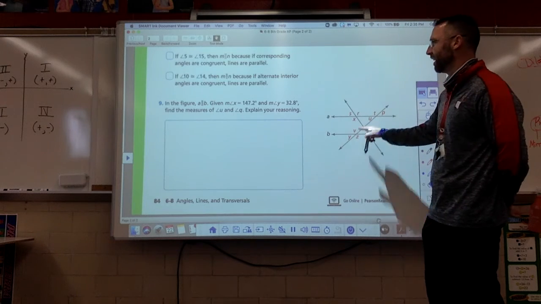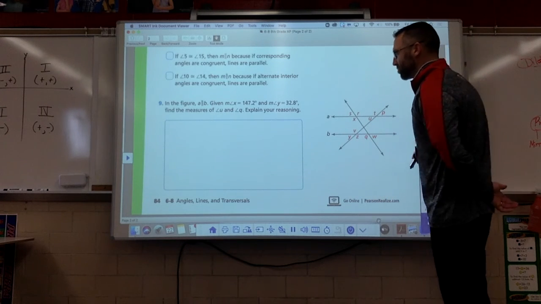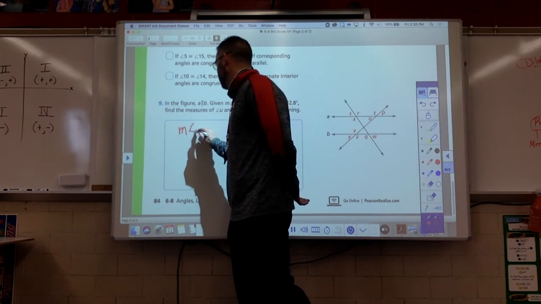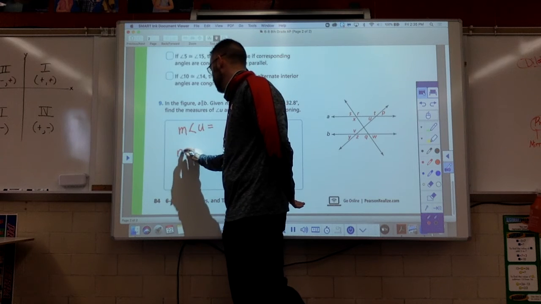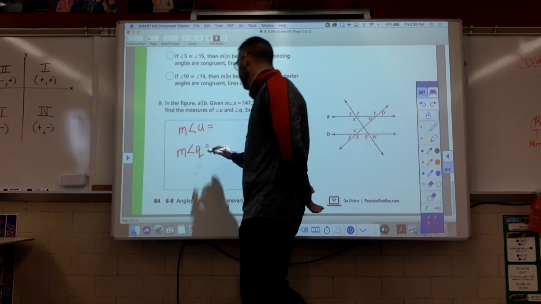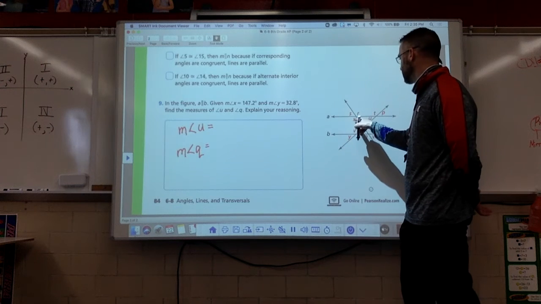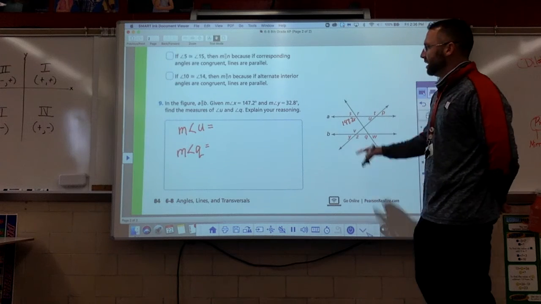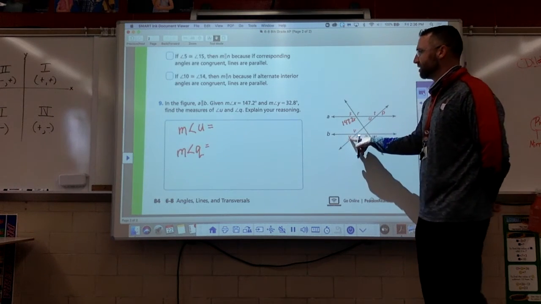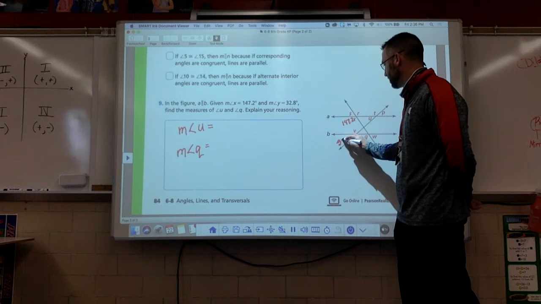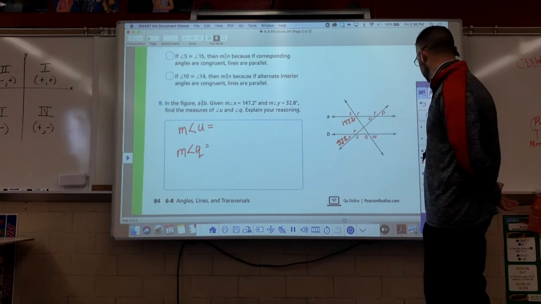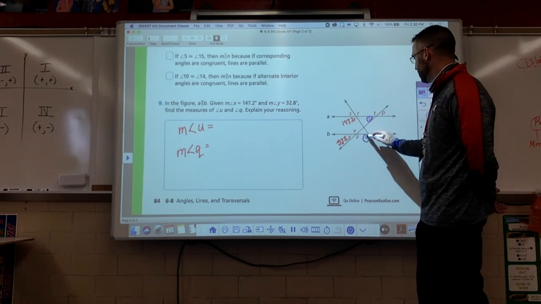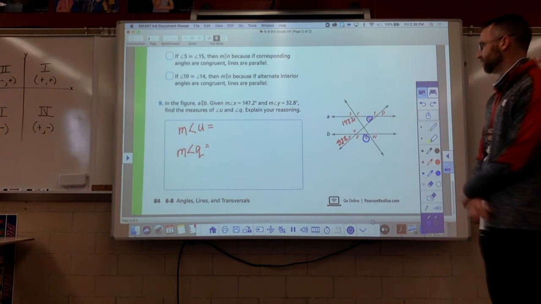Ooh, look at this figure. I like it. We have to find the measures of angle U and angle Q. Well, let's figure it out. We're given that the measure of angle X, this angle right here, is 147.2. Wow. The measure of angle Y, there it is, is 32.8. We have to figure out U, which I'll circle here, and Q, which is right there. Easy peasy.